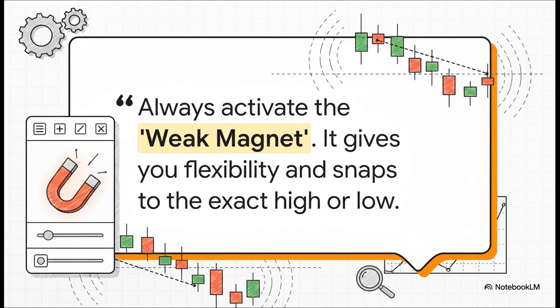On the toolbar on the left side of your chart, you'll see a little magnet icon. Click on it and select Weak Magnet. What this does is it makes your lines perfectly snap to the highs and lows of the candles, but without being too restrictive. It is the absolute key to precision.